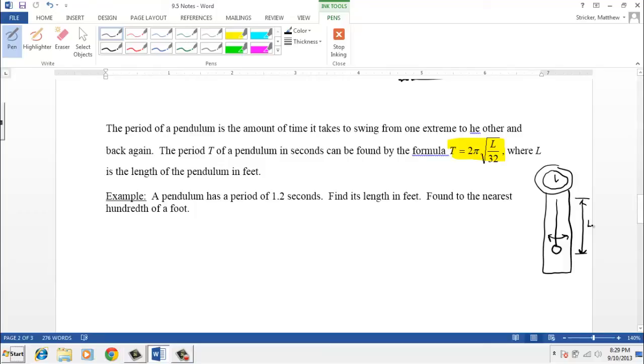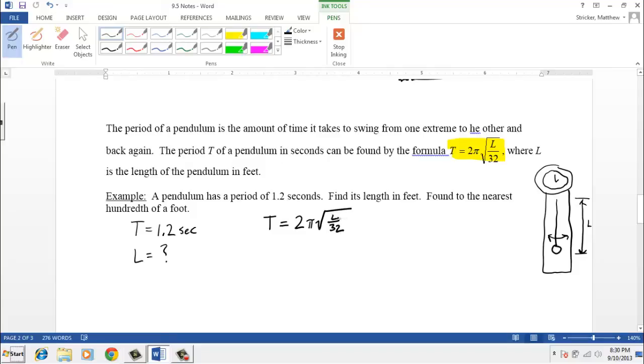So in this example it says the pendulum has a period of 1.2 seconds. So they're telling us that T, that's the period, is 1.2 seconds. And it says to find its length. We want to find what L is. And it gives us some directions for rounding. So notice, to be able to do this, in our original equation, L is right up here, inside the radical, so we have to be able to solve the literal equation. We have to take T equals 2 pi times the square root of L over 32, and solve for L.